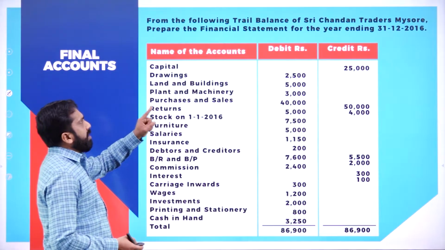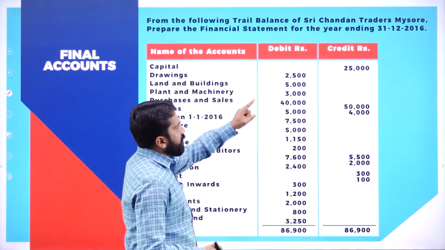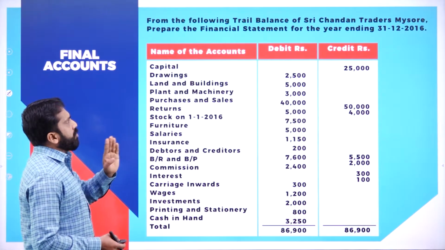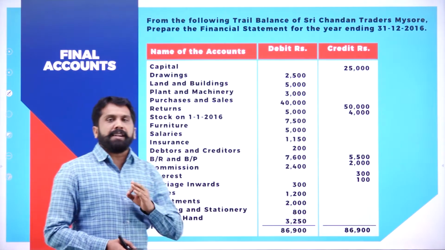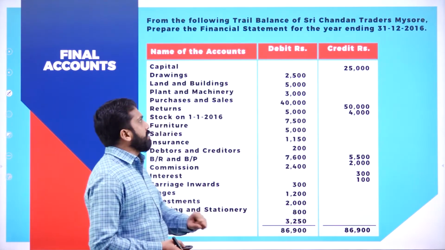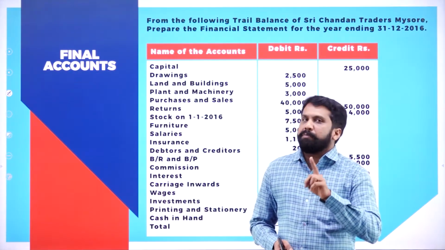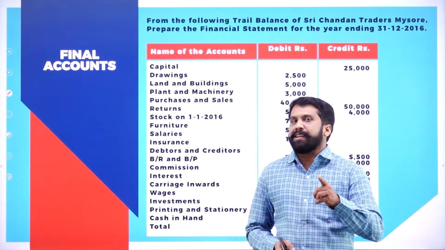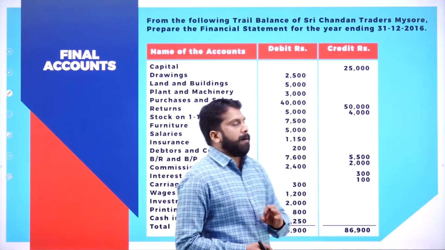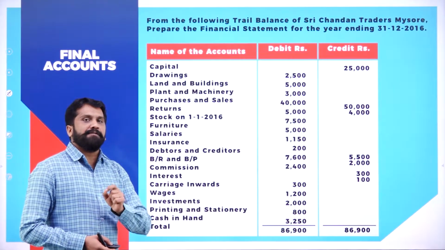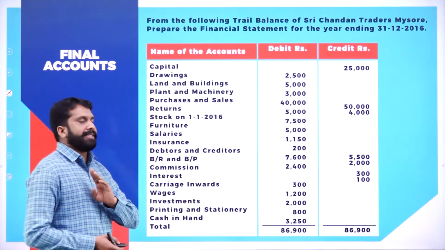From the following trial balance of Sri Chandan Traders of Mysuru, prepare financial statement for the year ending 31st December 2016. We have two financial years. One will be 31st March as well as 31st December. Now, in this problem, the financial year ends on 31st December 2016.